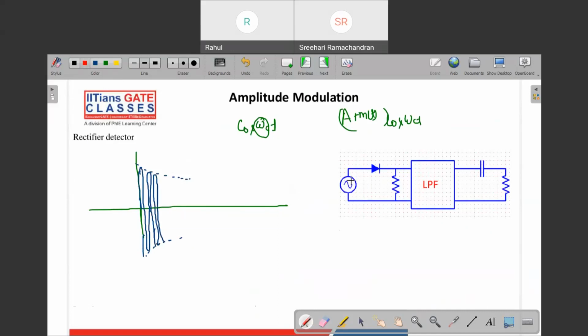So once you apply the signal to this half-wave rectifier, initially it will track the message, and then once it reaches the peak value, there is a capacitor here actually.